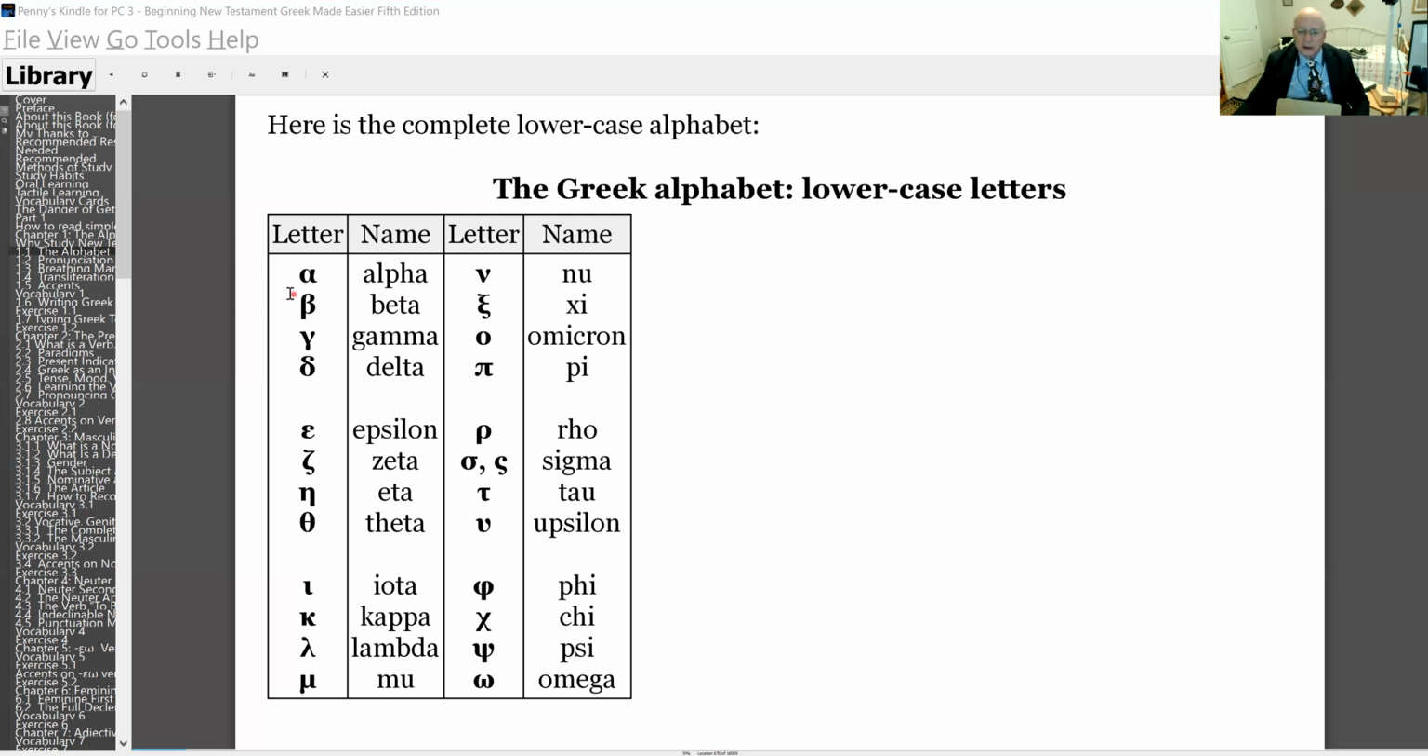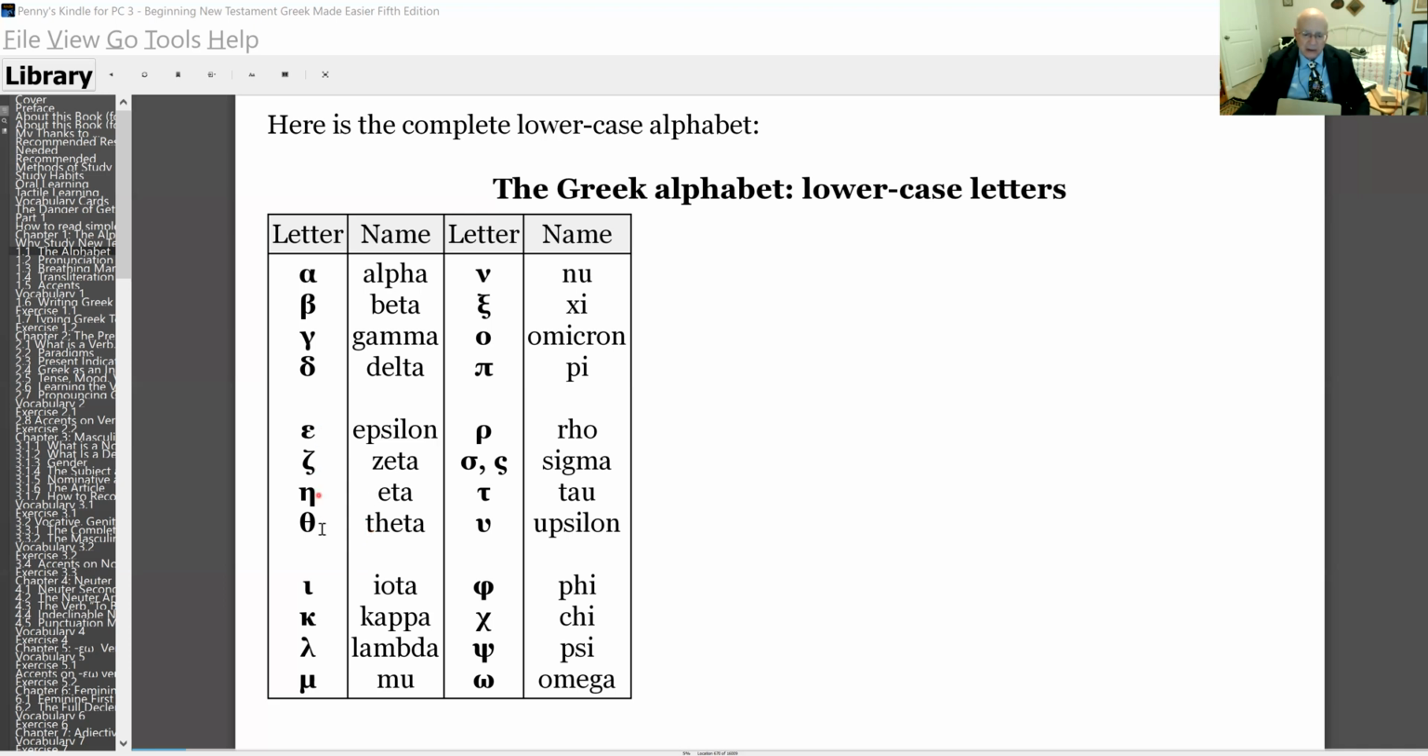So let's go through the alphabet: alpha, beta, gamma, delta. The first 4 letters, and we'll talk about how to write them in just a moment. These are the names: alpha, beta, gamma, delta. And then the next four are epsilon, zeta, eta, theta. This is not eta, this is eta. That's how we pronounce this letter, eta. So epsilon, zeta, eta, and theta.